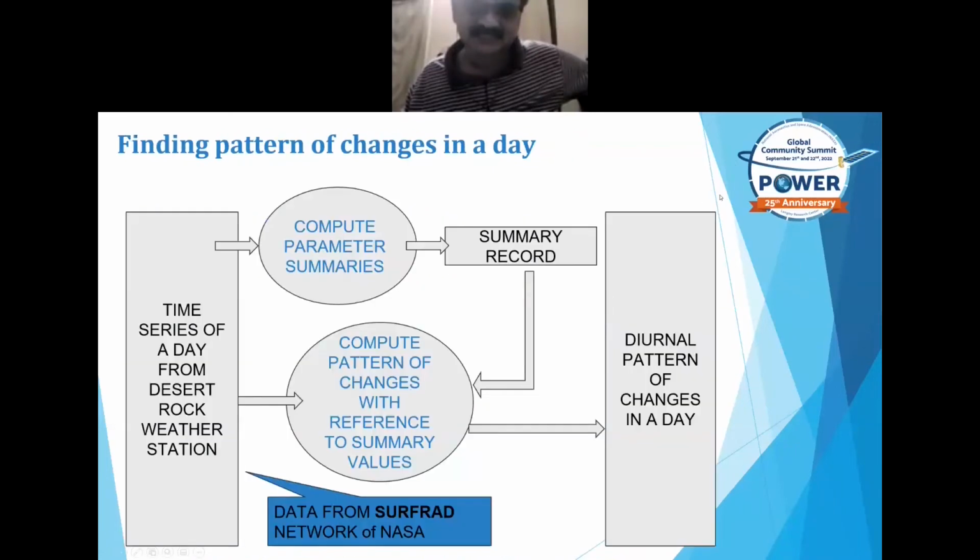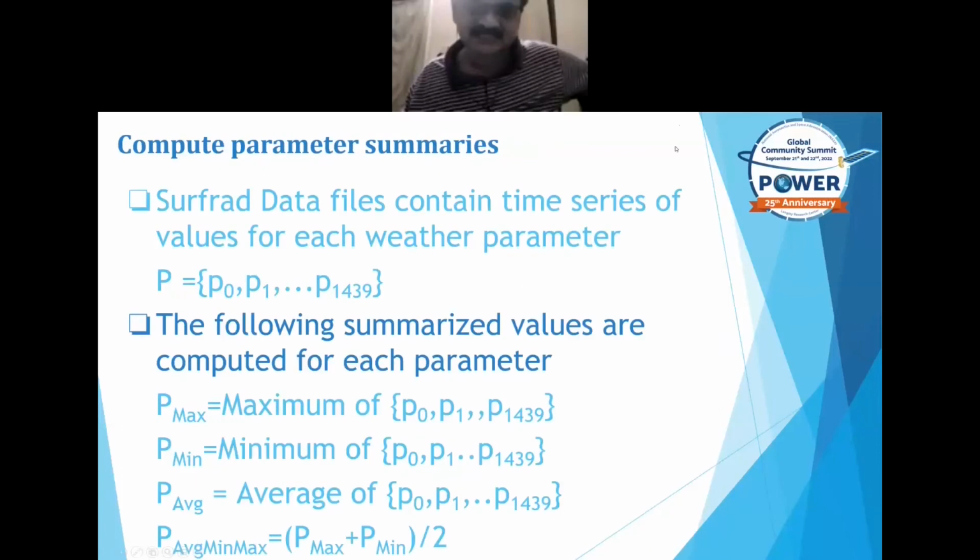The scheme of computing diurnal patterns is shown here. I computed the summaries of the parameters and used the time series, and then I constructed the diurnal patterns of the parameter series. Each parameter will have a series of 1440 values representing the value for each minute. From these parameters, I computed the maximum, minimum, average, and summarized values for all these parameters.